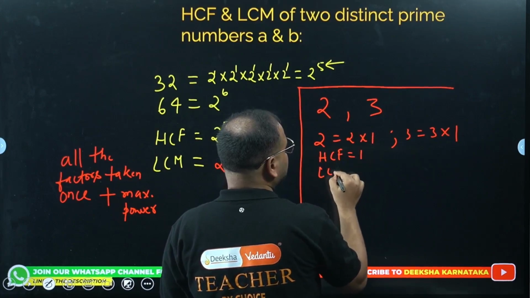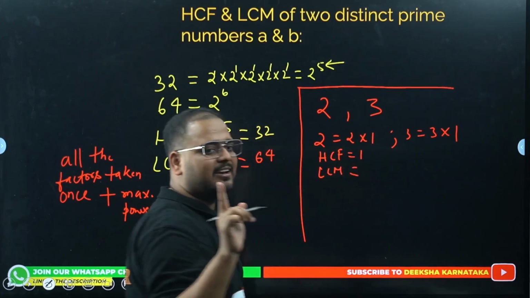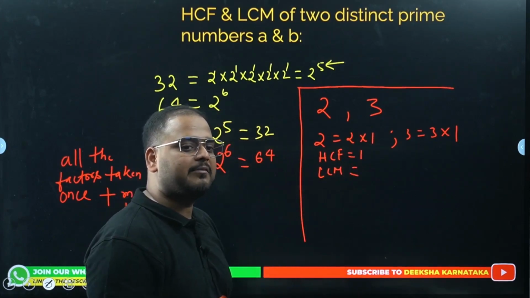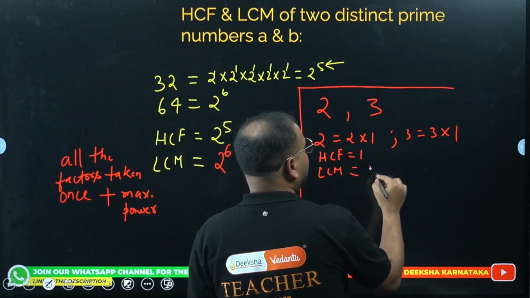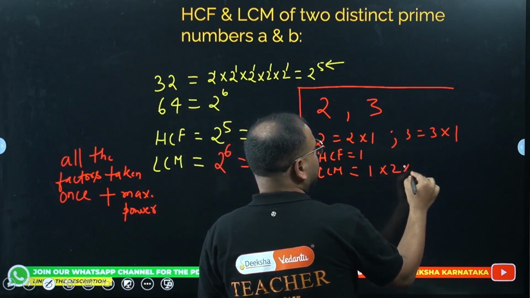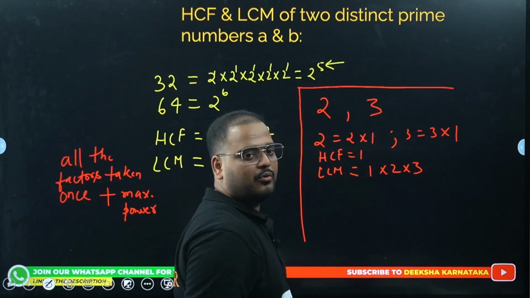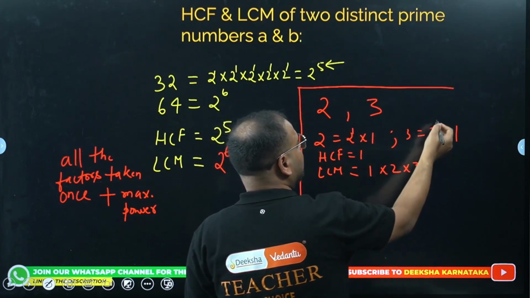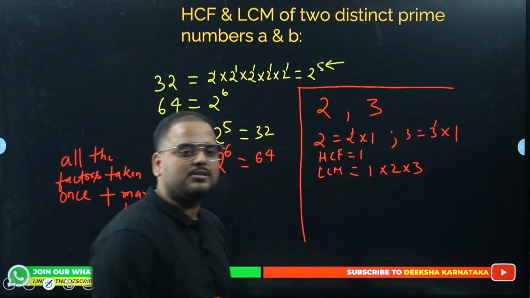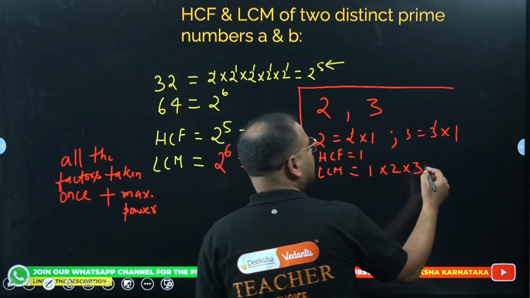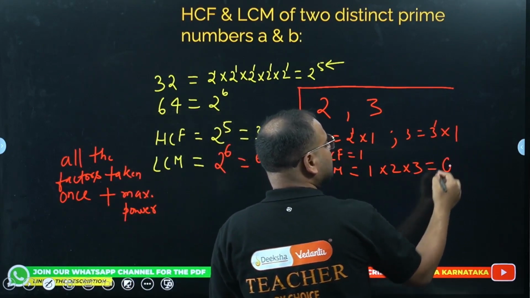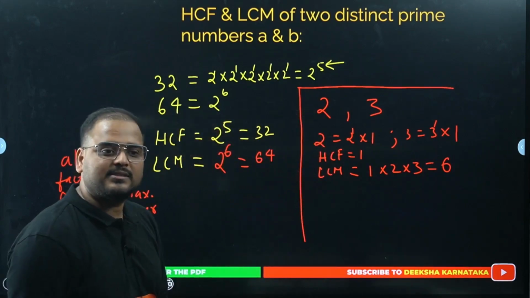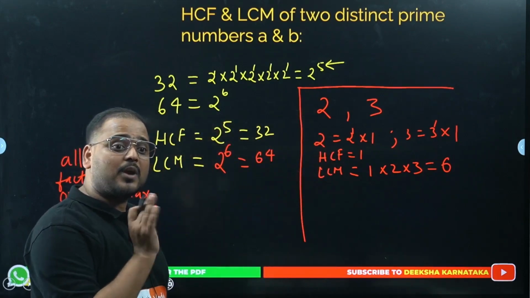What about LCM, sir? All factors taken once with their respective highest power. So 1, 2, 3. What's the power of 1? 1 only. What's the power of 2? 1 only. What's the power of 3? 1 only. So the power is 1 all the place. So I can take this as 1 times 2 times 3, which is 6. So LCM is 6.